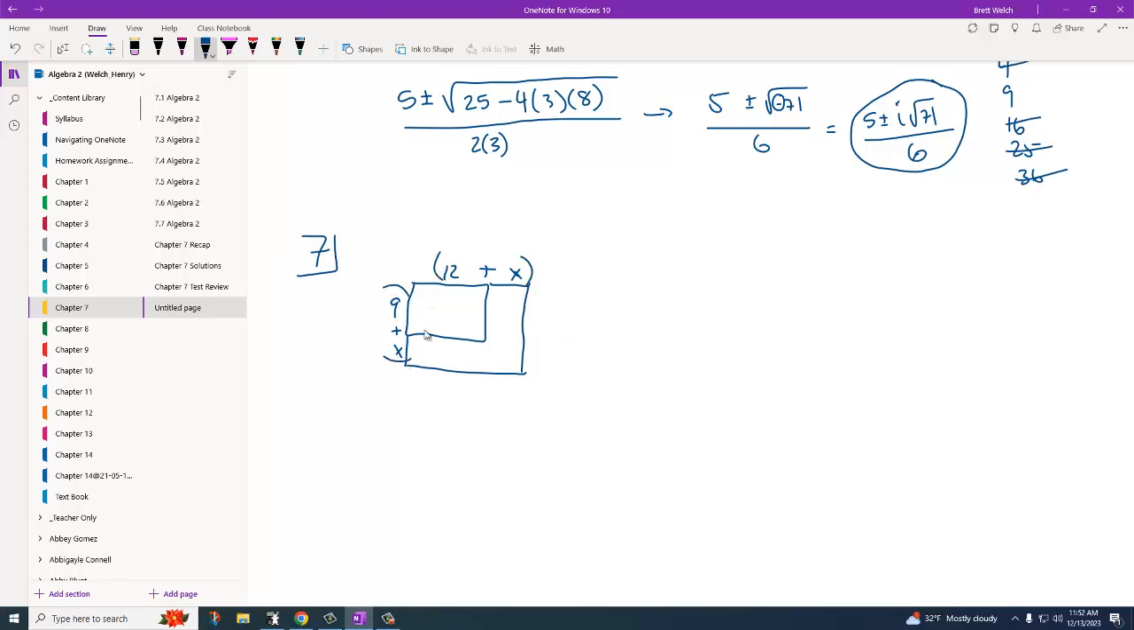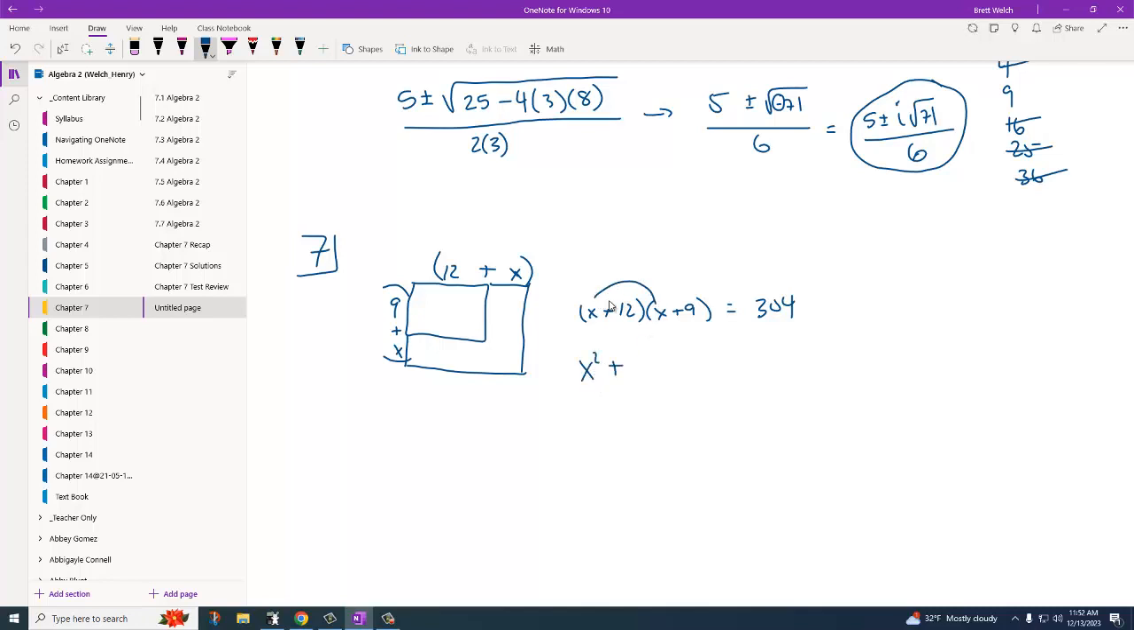I want my new area, which is length times width, x plus 12 times x plus 9. I want the new size to equal 304. In order to solve this problem, I need to turn it into a nice quadratic, set it equal to 0, and solve from there. So I'm going to have to do some multiplication here.